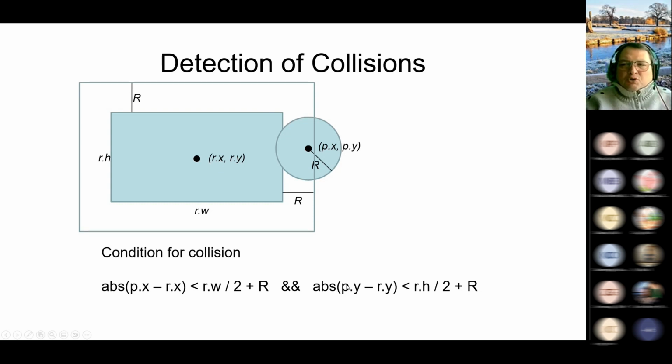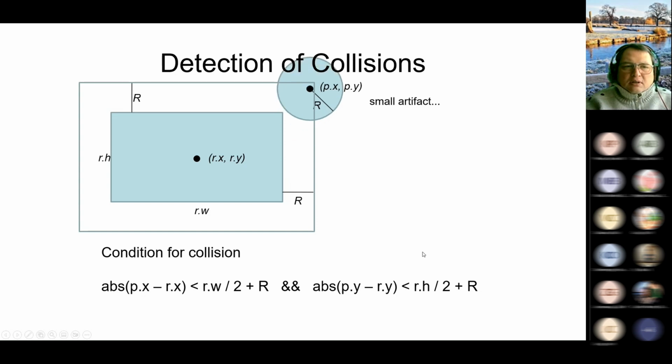This formula, you have to be aware that there is a moment in which it won't exactly work. Okay, a small artifact is here. If your circle is exactly here at the corner of the rectangle, a small artifact will detect the collision whilst there is no collision.